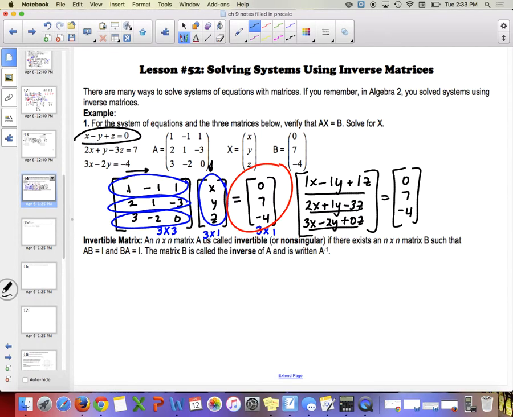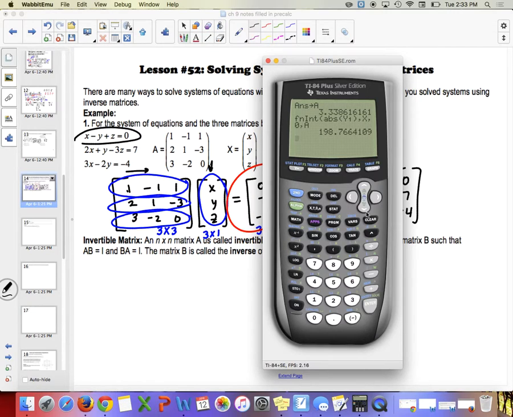So basically if I'm trying to solve for x, what I'm going to do is divide by A. But we don't have division with matrices. Do you guys remember that? So what we do is we use A inverse. I'm going to show you how to do it on your calculator first. I think you guys already probably remember how to do this.